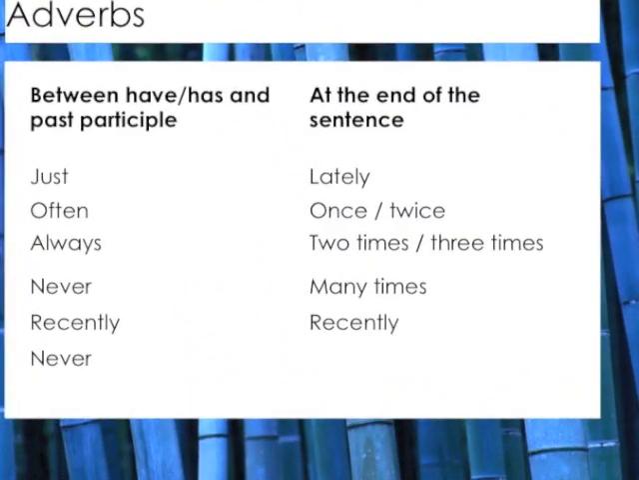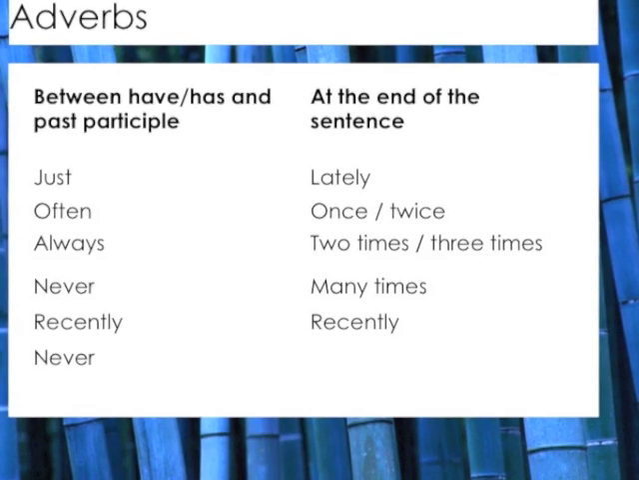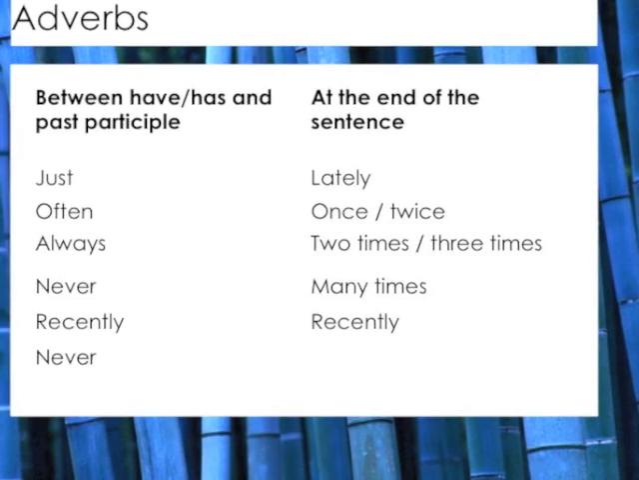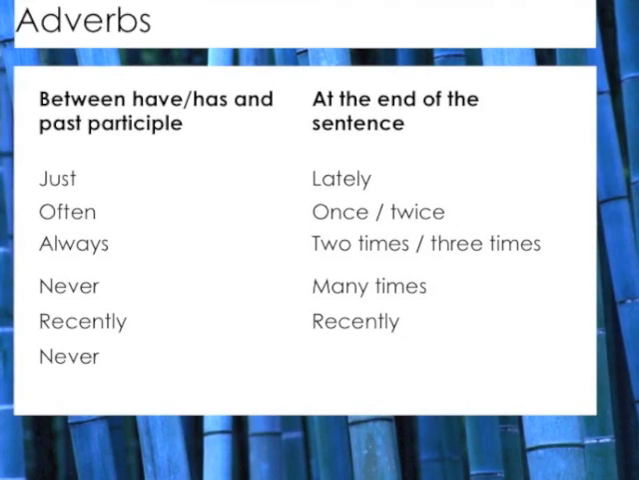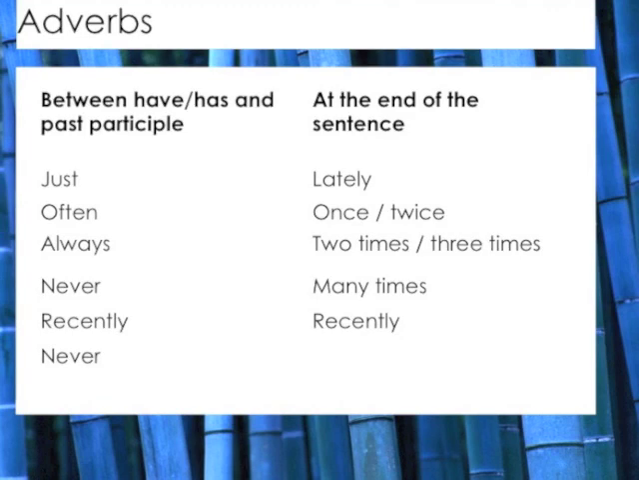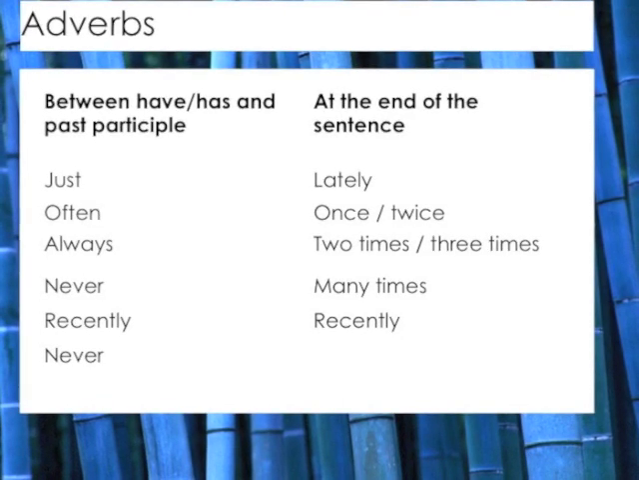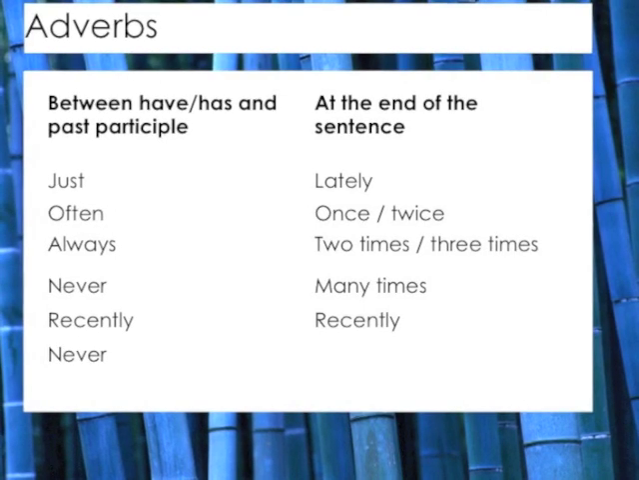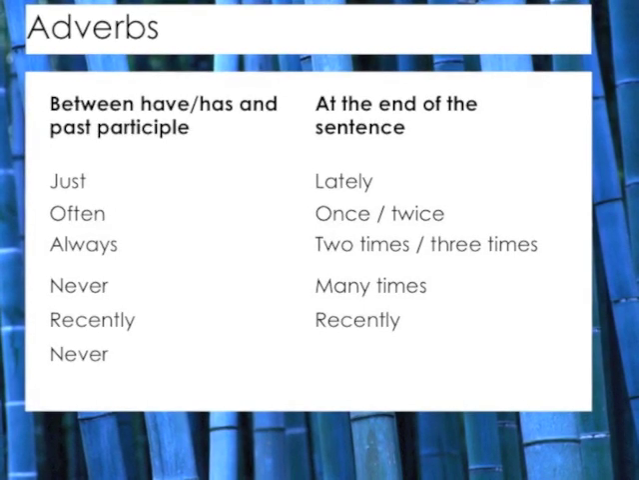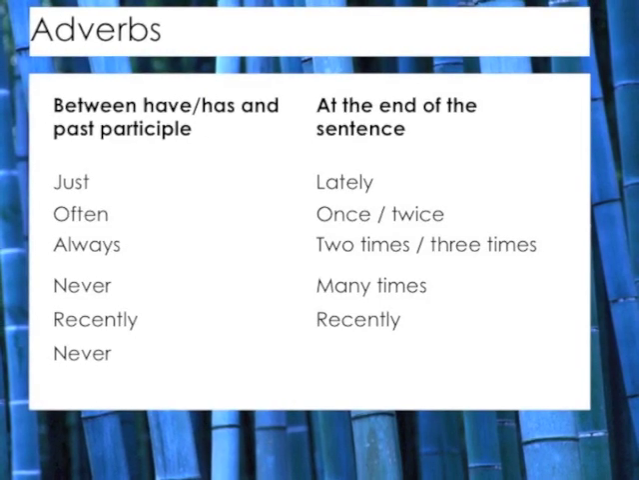I know that we've spent a lot of time talking about the placement for adverbs, so I have this chart for you. The ones that go between have or has and the past participle are just, often, always, never, recently. The ones that go at the end of the sentence are lately, once or twice, 2 times, 3 times, any number of times, many times, and recently.